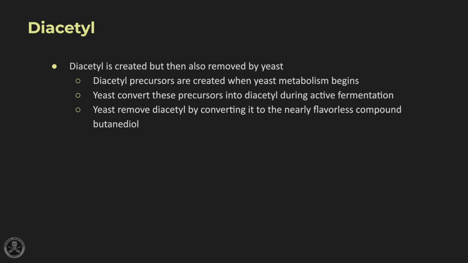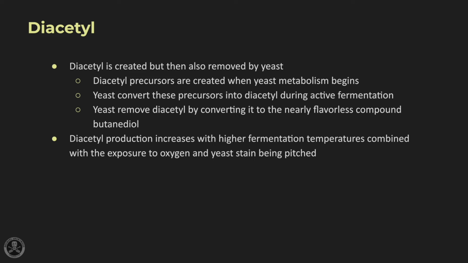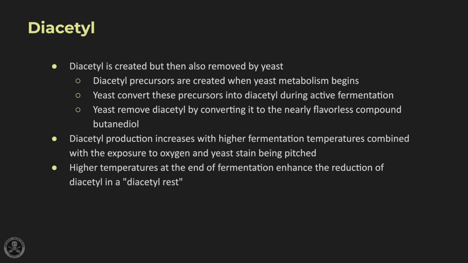Towards the end of their life cycle and the end of the fermentation process, the yeast start to clean out the diacetyl, converting it to a nearly flavorless compound called butanediol. We can avoid excess diacetyl production by controlling fermentation temperatures and avoiding the wort's exposure to oxygen. When both of these happen together, that's when the diacetyl is produced to nearly uncontrollable levels for the yeast to clean up. Brewers can control when and how long to have the yeast specifically start cleaning up diacetyl through a diacetyl rest, where the temperature of the wort is raised slightly to reinvigorate the yeast.